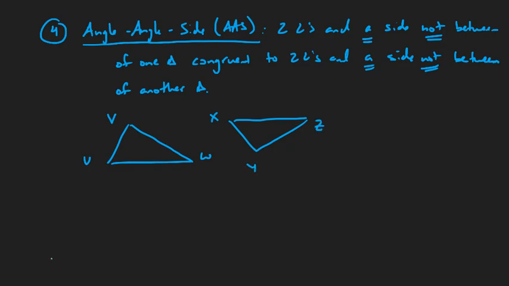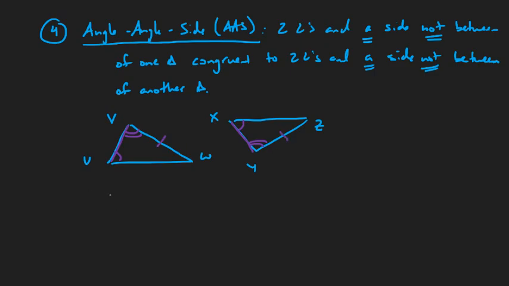Okay, so for instance, say that I know that angle U is congruent to angle X. And say that I know that angle V is congruent to angle Y. Then I don't want to use the side between those two angles. So if I were to trace UV, I don't want to use that side. Same thing, I don't want to use XY. So you can pick either of the other two sides, just a side. So I'm going to pick VW and I'm going to pick YZ.